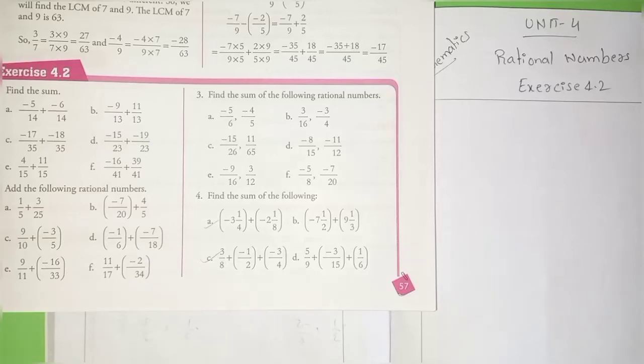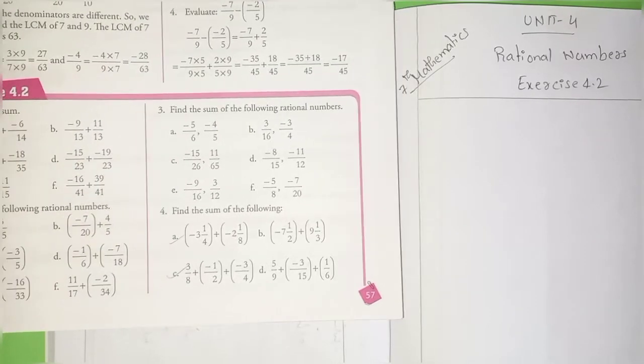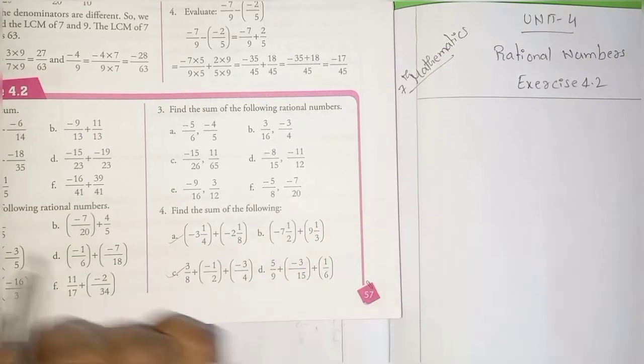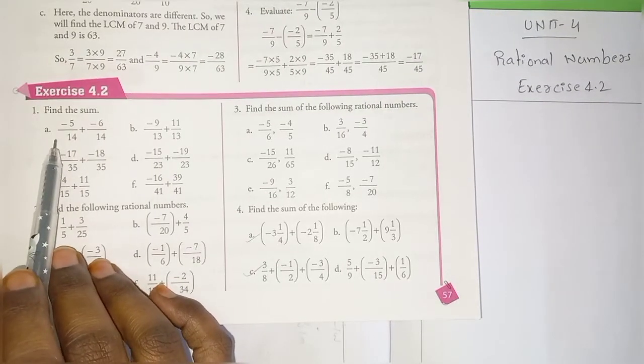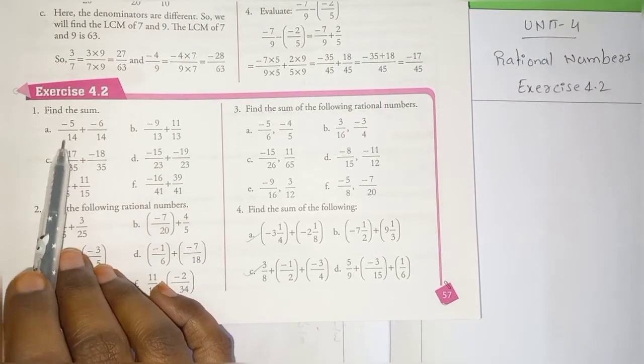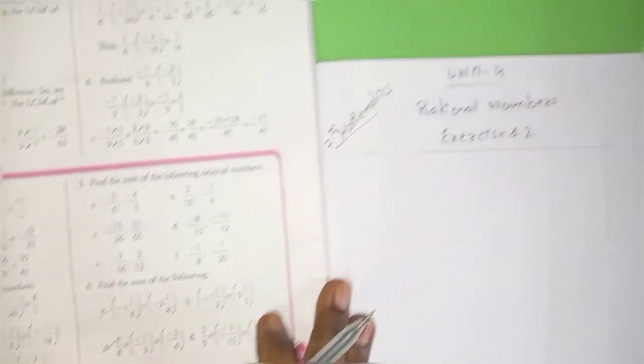Hi students, now you are watching 7th Mathematics 4th Unit Exercise 4.2. The Exercise 4.2 deals with the addition and subtraction of rational numbers. Let us see one by one. First one, find the sum: minus 5 by 14 and minus 6 by 14.